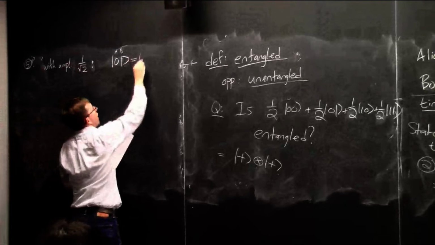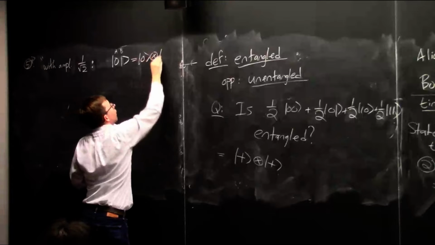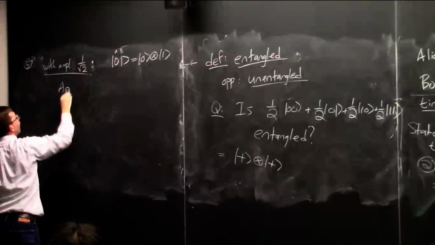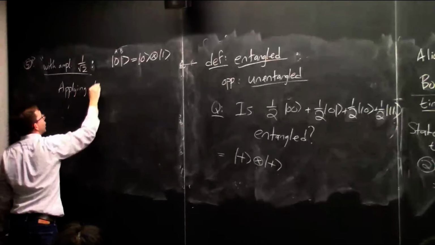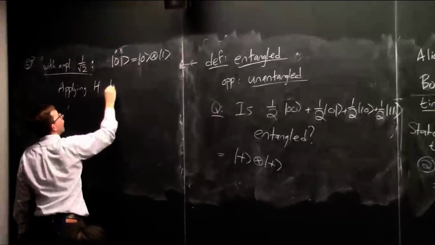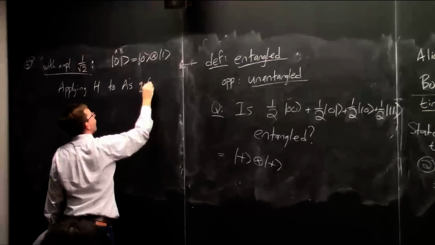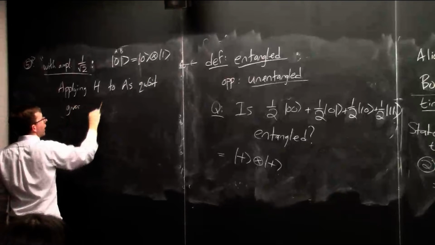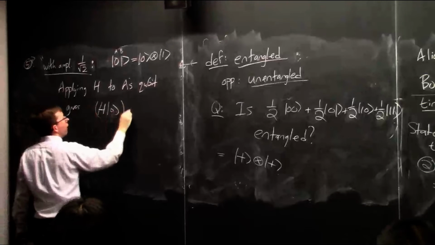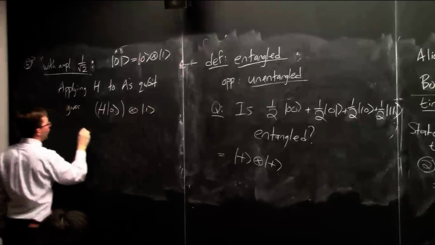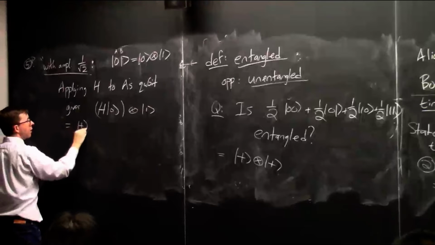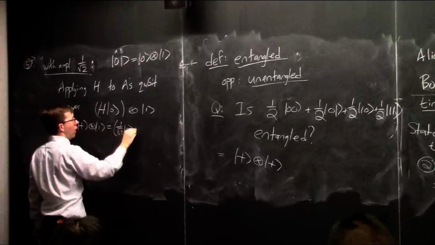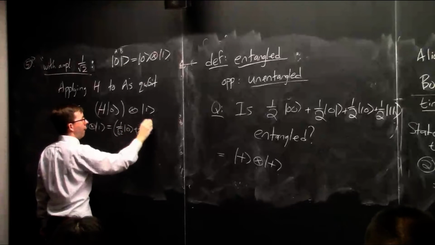Okay, and let's expand this out to, this is 0 tensor 1. And now, applying H to Alice's qubit yields, well, you just do it. H applied to 0, tensored with 1. Okay, and we know this is plus tensored with 1. Just write it out. This is 1 over root 2, 0, plus 1 over root 2, 1, tensored with 1.